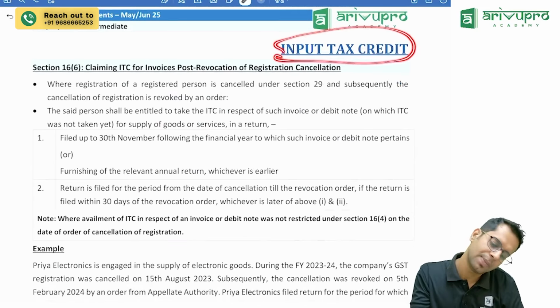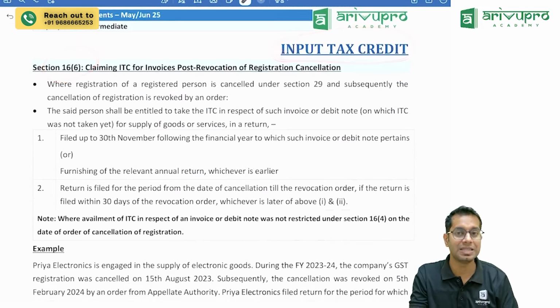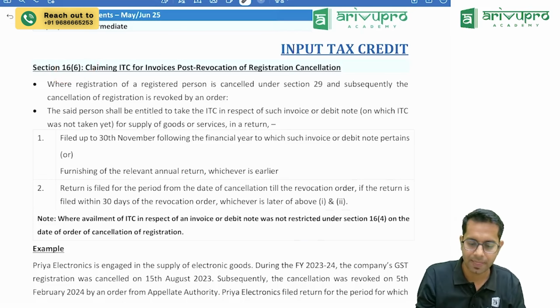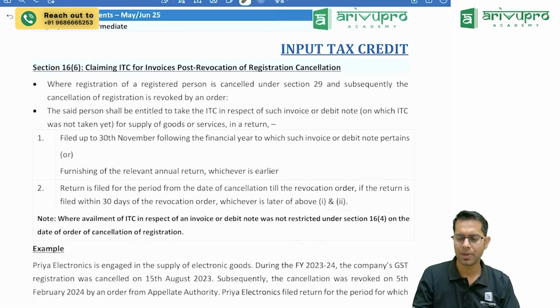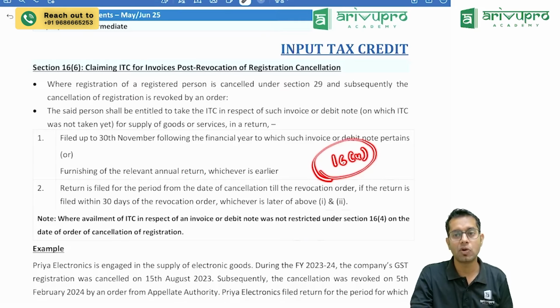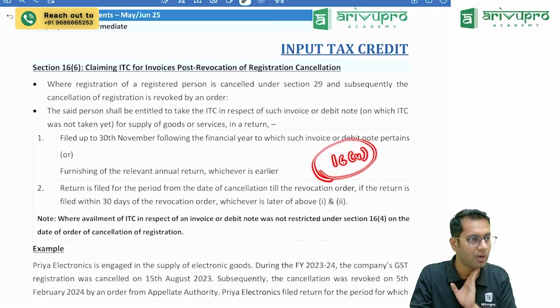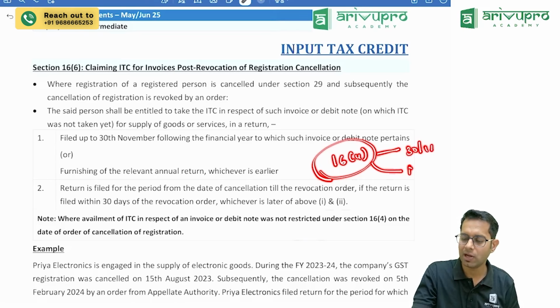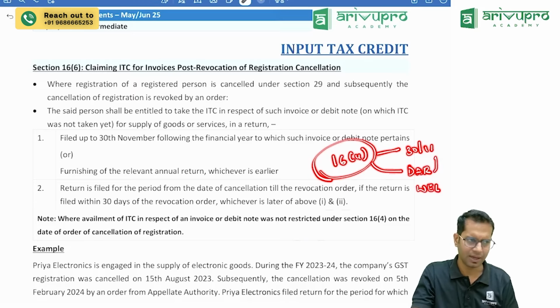In the input tax credit chapter, a new section has been added called section 16 subsection 6. Now what is this section 16 subsection 6 telling? Do you know section 16 subsection 4 is there, which talks about the last day to take input tax credit? What is the last day to take input tax credit? 30th November of next financial year, or date of filing annual return, whichever is earlier. Correct. This is normally the last date to take input tax credit.